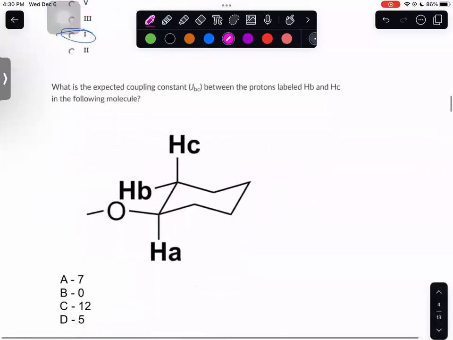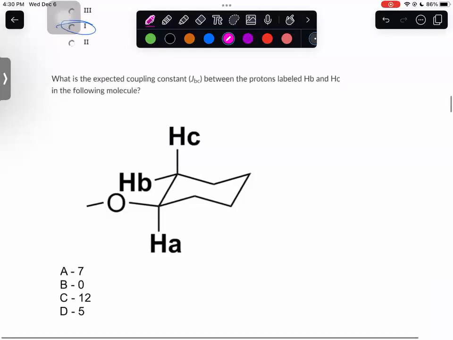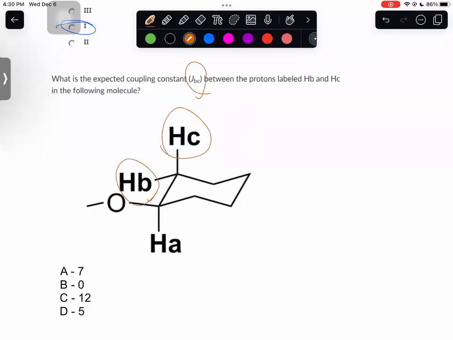Okay, now you probably forgot about this. Wait, no, they're on the same terminal. So the same one as you. JB and JC. They're geminal, so it's... And you are correct, Sam. It is 12.